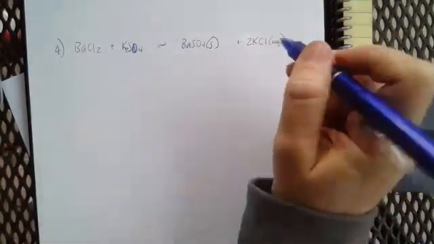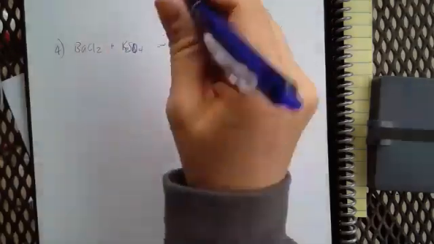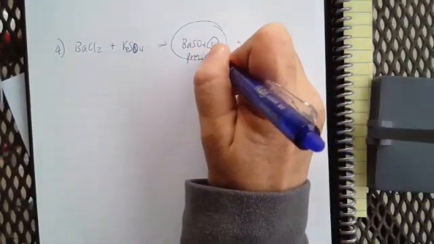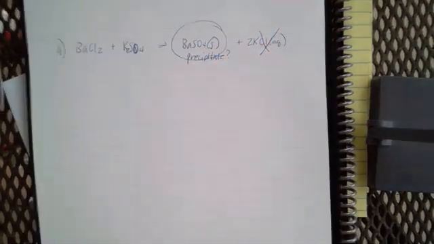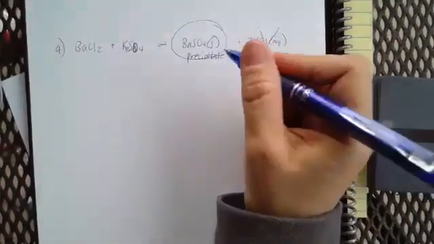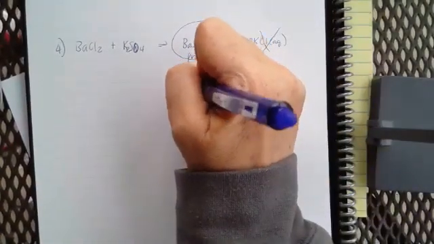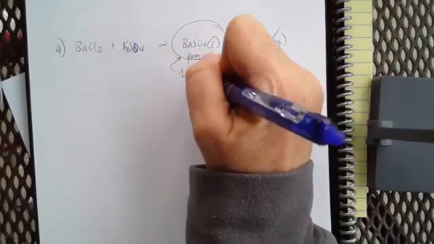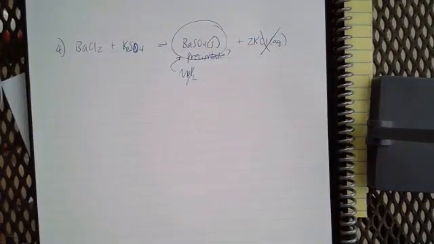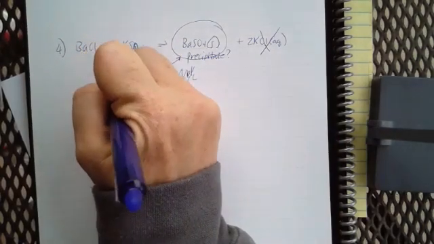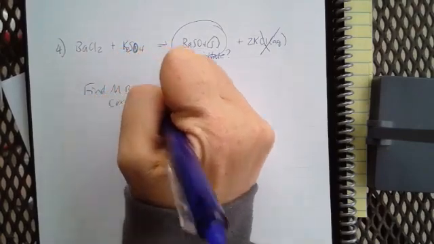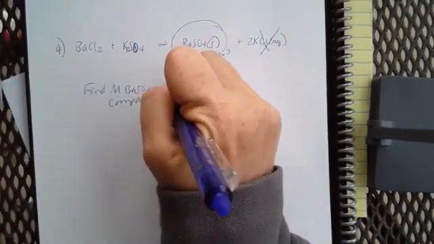All right, group 1 things are always soluble. We don't worry about that. The real question is, will this form a precipitate? Well, we basically need to figure out what the moles per liter of this would be, and then compare that to the molar solubility. So find the molarity of barium sulfate and compare it to the molar solubility of barium sulfate.